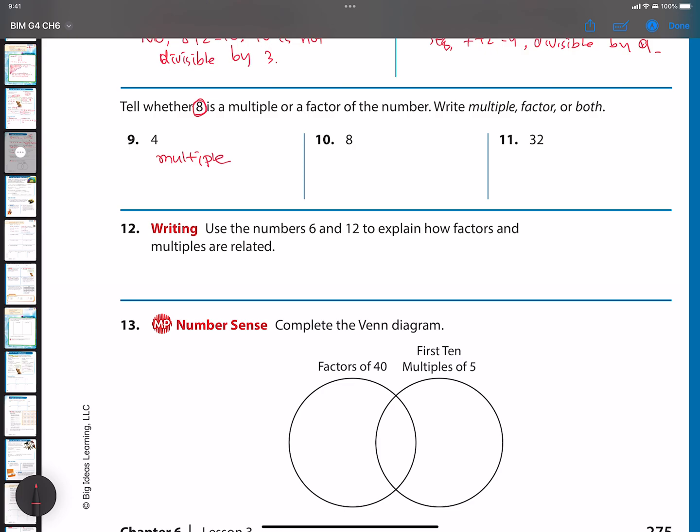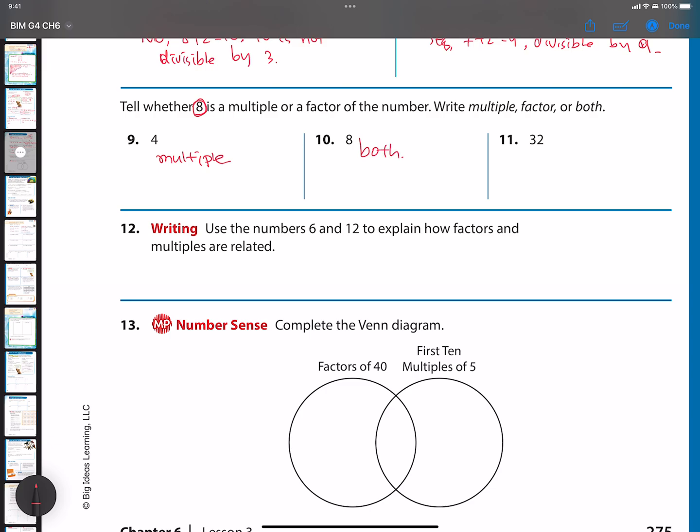And 8 can be divided by 8, which means it can be a multiple. 8 times 1 is 8, and 1 times 8 is also 8. So this can be both. It can be multiple or factor.